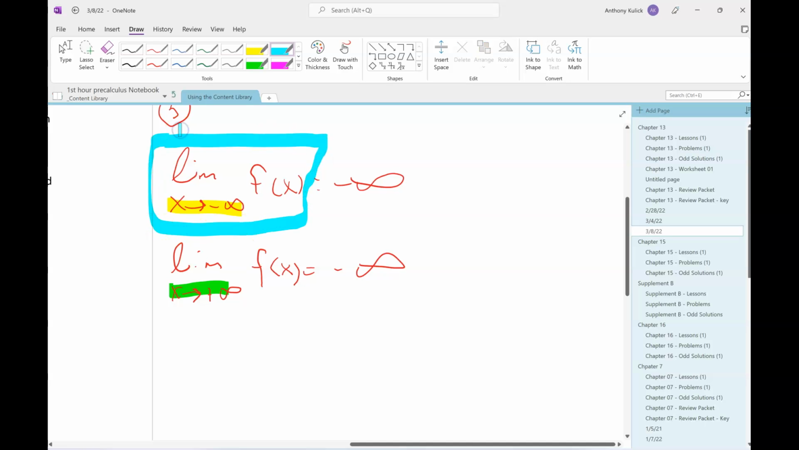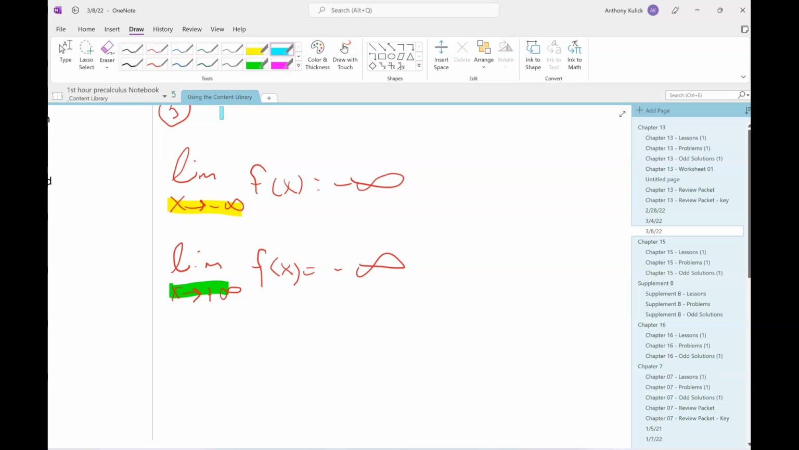It says lim. So I put lim, and then the x arrow negative infinity underneath the lim. And then we have f of x equals. Okay, that makes sense. So this is saying the limit as x approaches negative infinity of f of x is equal to negative infinity. That is how you'd read that as a statement.